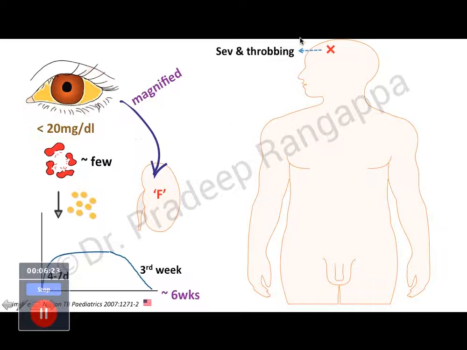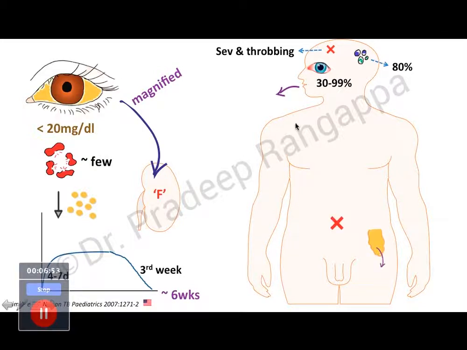With regards to other clinical features, they can have a severe and throbbing headache. 80% of the patients are known to develop aseptic meningitis, which leads to altered sensorium in Leptospira. The pathognomonic feature of Leptospira is conjunctival suffusion. So 30 to 99% of the patients will have red conjunctiva or conjunctival suffusion, and that is claimed to be one of the pathognomonic signs in Leptospira.